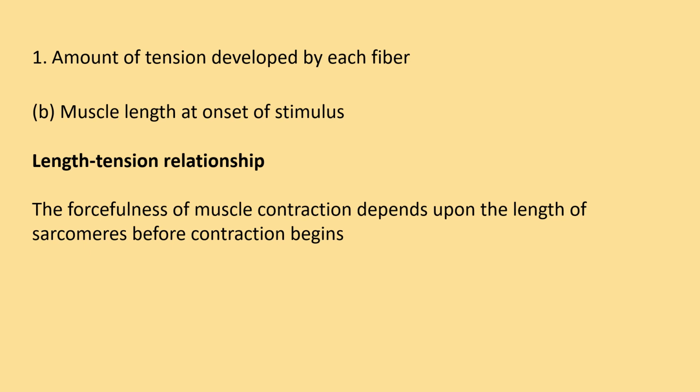Another factor that influences the amount of tension that a muscle will develop, and we're still talking about the cellular level here, is, well, how long is that muscle when the muscle action potential occurs? And this is known as the length-tension relationship. We can think about it in terms of just looking at a single muscle cell, a single sarcomere. And then we can zoom out and think about how that might look at the level of an entire muscle, like the biceps brachii. So let's examine the length-tension relationship.